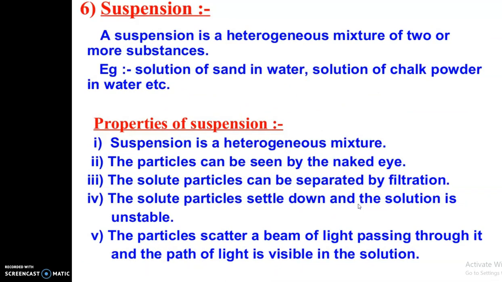We'll see what suspensions are. A suspension is a heterogeneous mixture of two or more substances. For example, a solution of sand in water, a solution of chalk powder in water. If we see the chalk powder in water, we can see this chalk powder suspension, a precipitate forming. What are the properties? It is a heterogeneous mixture. So whatever properties are shown by a heterogeneous mixture will be shown by a suspension.